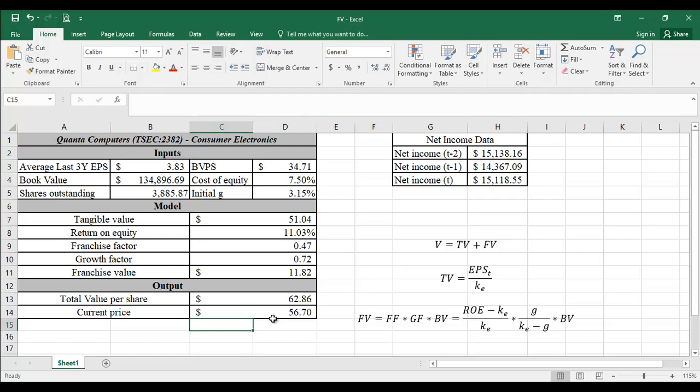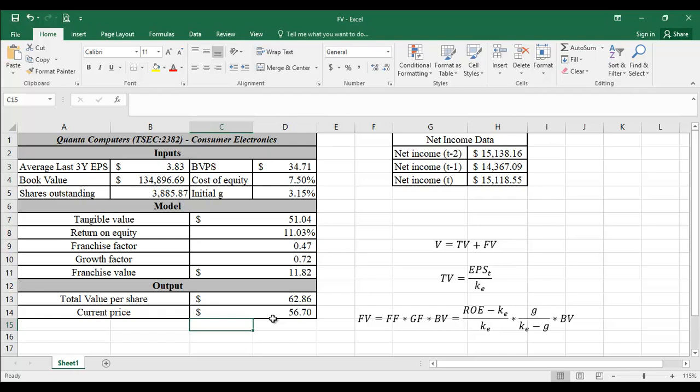However, I have to remind you that for the cost of equity, we didn't use any correct model for estimation. I just assumed the number of 7.5%. As you see, application of the franchise value model in Excel is very easy. That's why it can be used to find the fundamental value of many stocks in the portfolio.